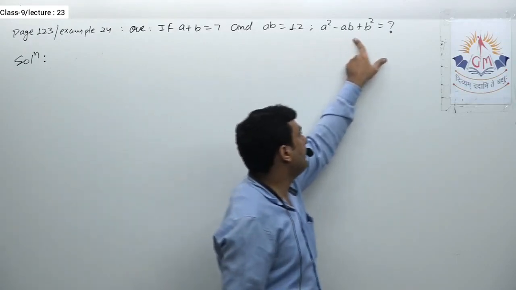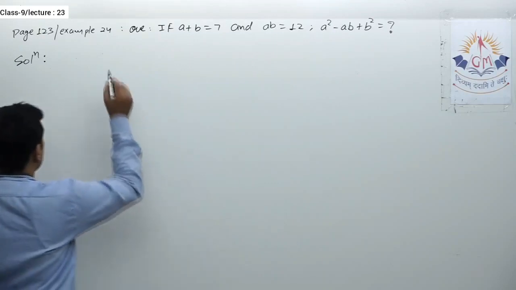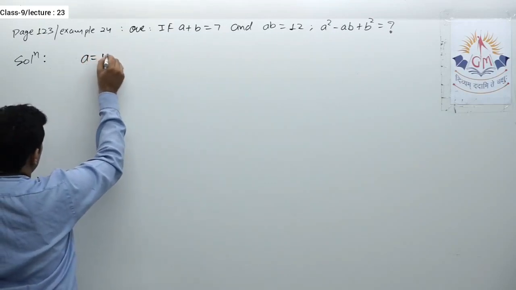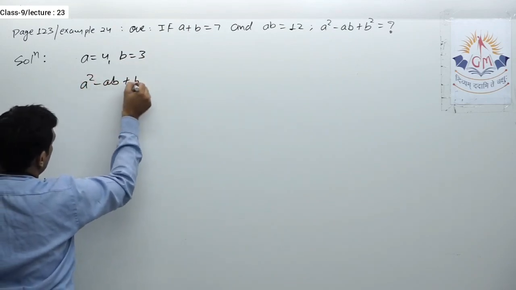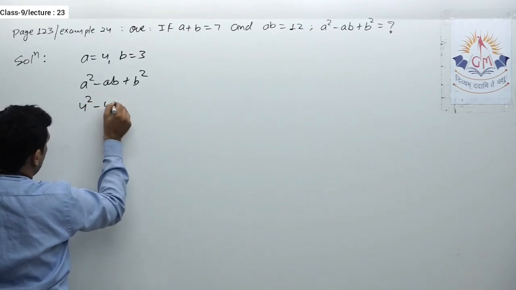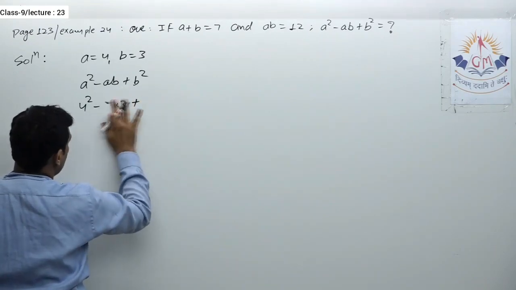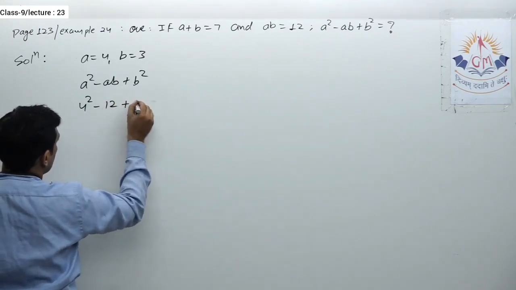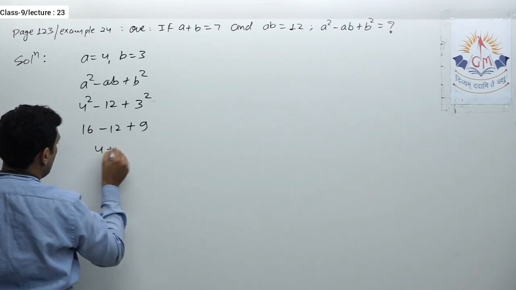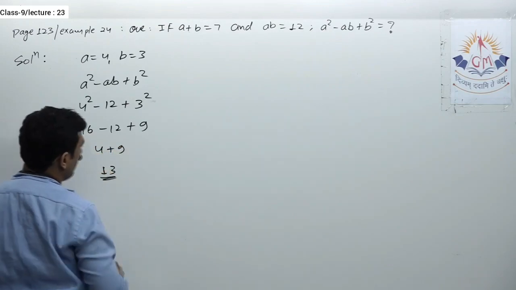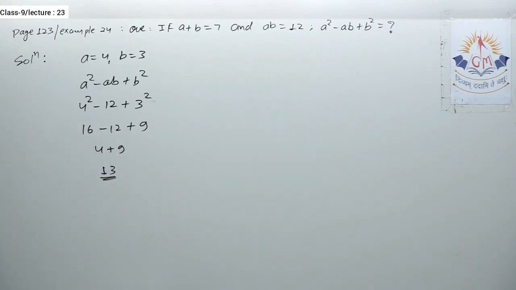So simply by putting the values over here we will get our answer. But again I am repeating, that is not allowed in your subjective part. So a equal to 4, b equal to 3, that is a square minus ab plus b square. So 4 square minus 4 into 3, plus 3 square. Even though ab is given directly, I can take it directly as 12, plus 3 square. So 16 minus 12 plus 9, 4 plus 9, that is 13. So you can see our answer is also matched. Okay, so note it down, then we'll come to the next question.